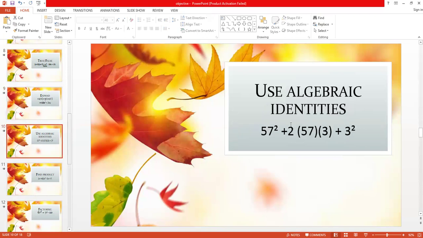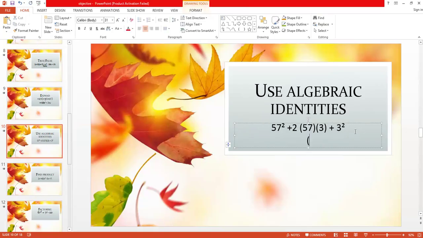Now you have to use algebraic identities to solve this. Look here, this one: first term square plus 2 first term second term plus second term square. So what is the first term written here? It is 57. And in the center, which sign is given? Plus sign is given, so here I have to put plus. In the second, what is the second term? That is 3. So I have to put 3 and then take its square. So 57 plus 3 whole square. Now look here, 57 plus 3 is equal to what? It is equal to 60.